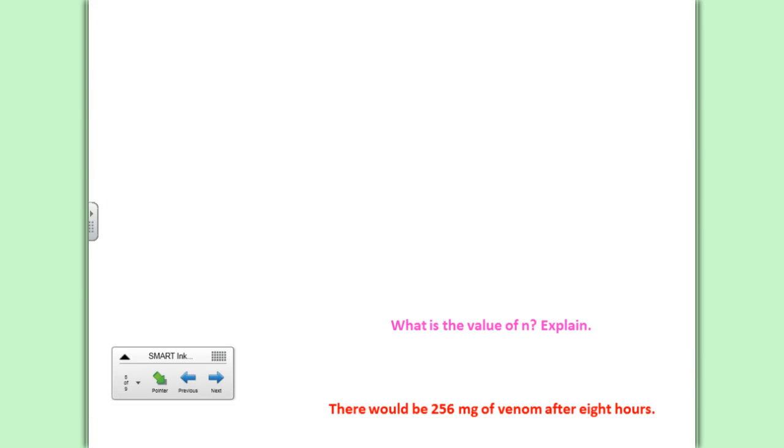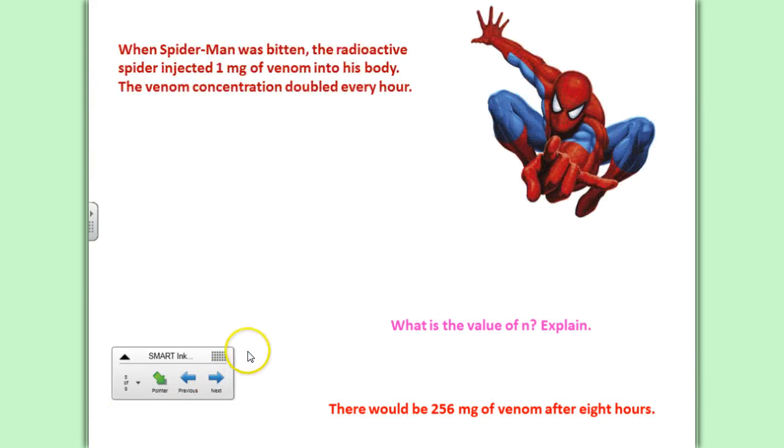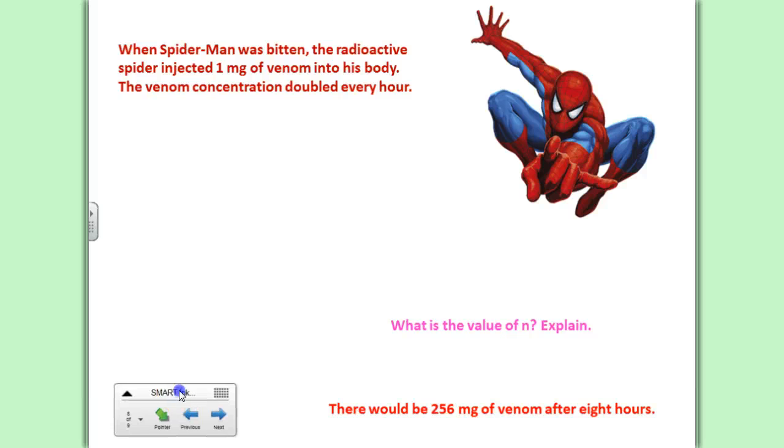And if we used it, we could find out the value of any term. To go back to our Spider-Man theme, we have Spider-Man being bitten by a spider and injected with 1 milligram of venom into his body. The venom concentration doubles every hour. Ooh. So we need to make sure we underline the key components to the question and then use that to answer the questions below. Okay.